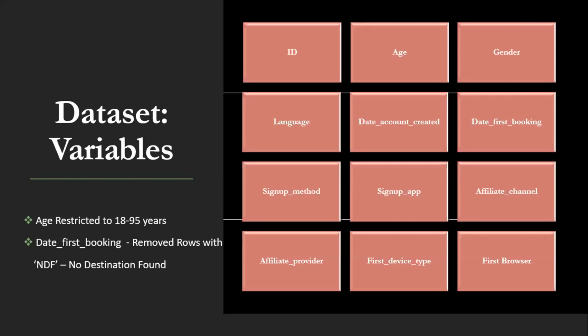Also in date first booking, as I've already mentioned, the NDF data no longer plays a role because there was missing data against date first booking. So we have removed those rows so that our analysis is only based on the top 10 countries. And these are the important data set variables.